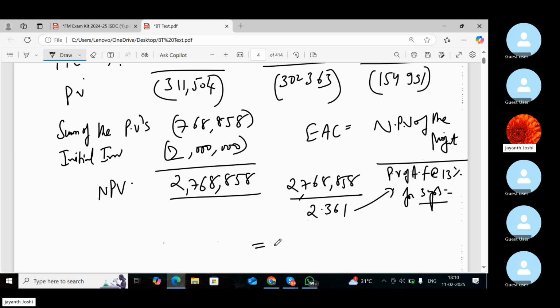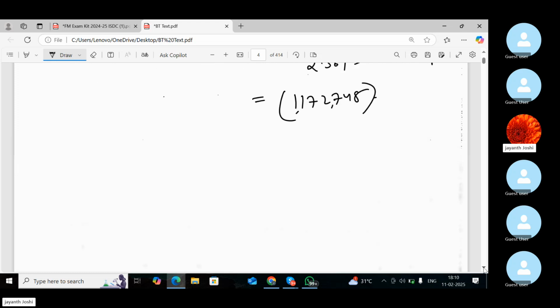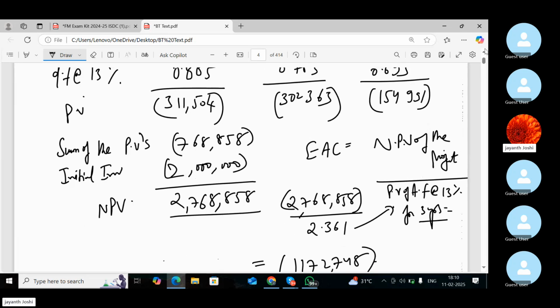So what is the equivalent annual cost you're getting? 1172748. Okay, so this is the equivalent annual cost you are getting. You should keep this in a bracket, negative values, right? Now we are going to see the 5-year cycle, and we are going to see which is the lowest one, and we are going to decide based upon that. Let's take the 5-year cycle. I'm just giving you some time. Just have a look through this. We'll move forward immediately.